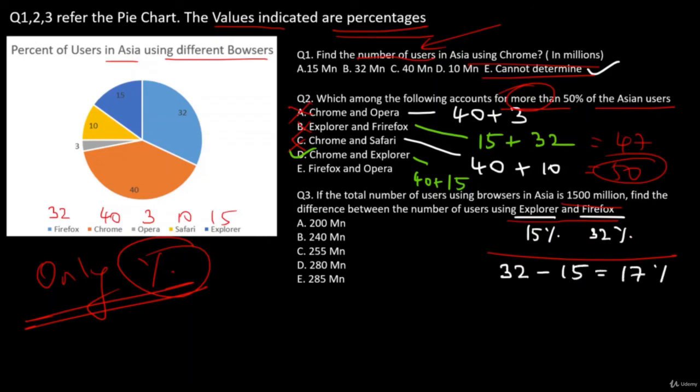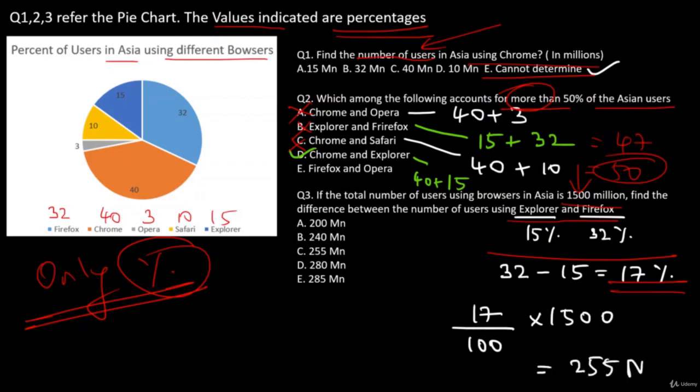That's 32 minus 15, which is 17%. And then you just need to find out 17% of 1500 million. So that is 17 by 100 into 1500. That gives you the answer as 255 million, which is answer option C.